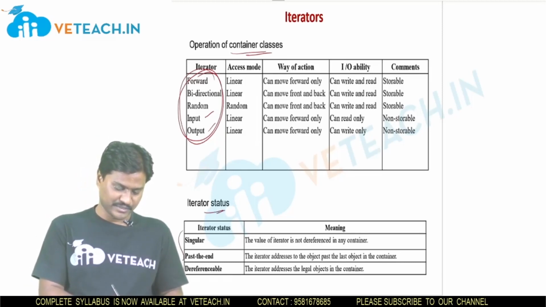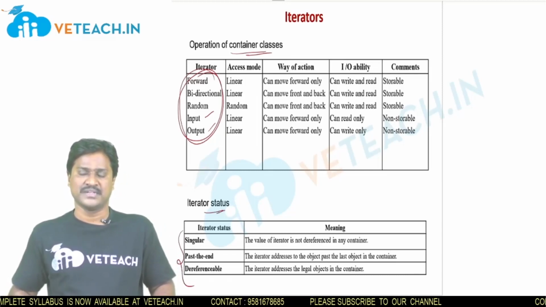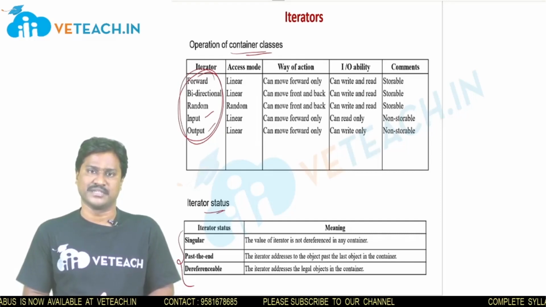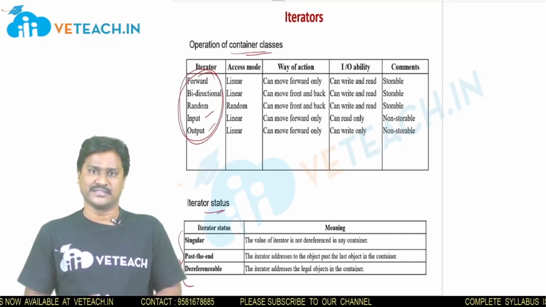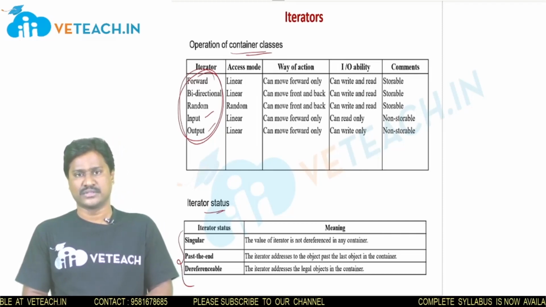And the iterator status is known by these three types. These are the three main parts of the standard template library. As I told you, containers is the first one, algorithms is the second one, and iterators is the third one.